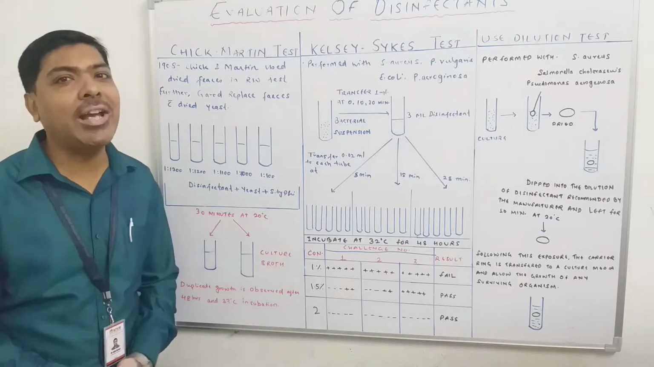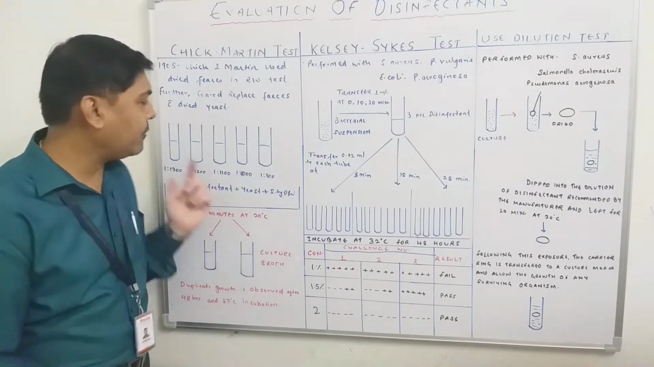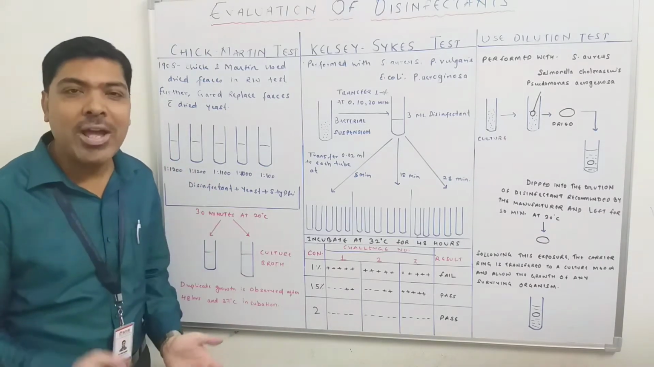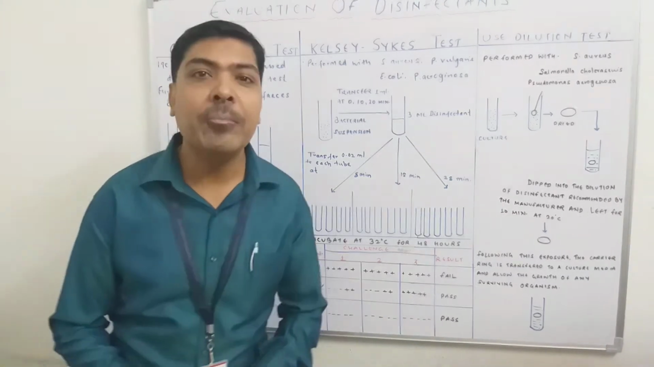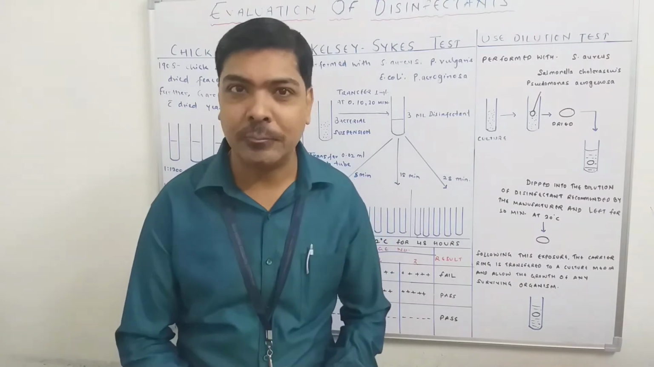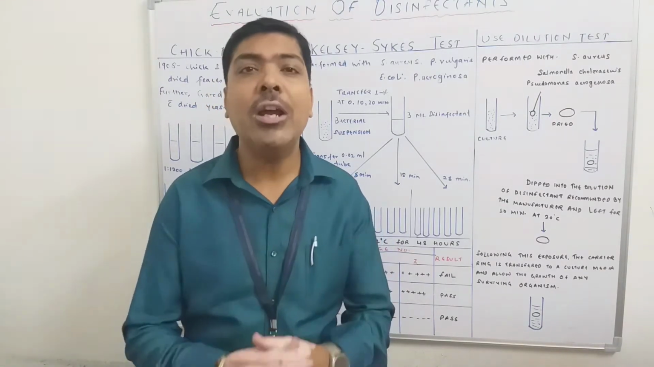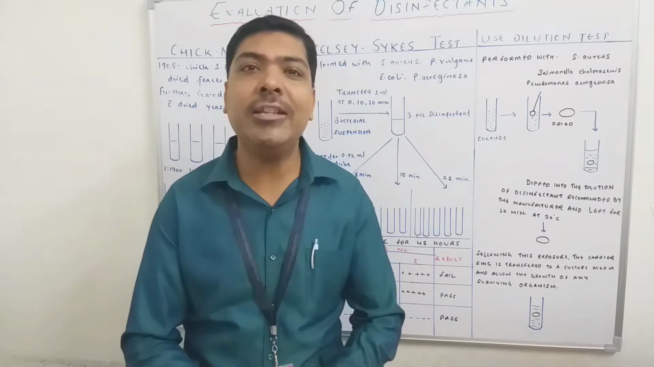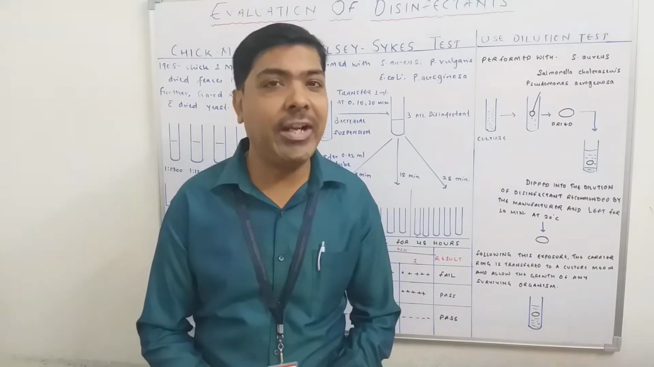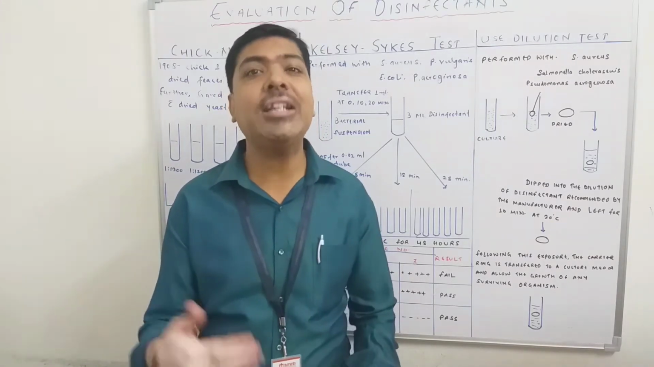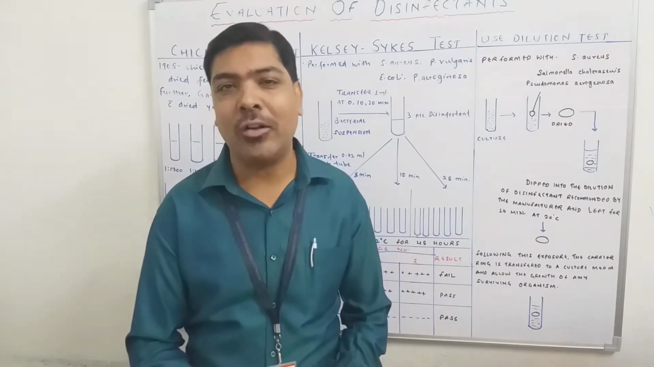So how can we check the activity of the disinfectant? Definitely we have to withdraw the sample from each and every tube and inoculate that sample into the culture media. If the culture media is showing growth, it means that the disinfectant does not have the ability to kill the Salmonella typhi in the presence of the organic matter. And if no growth is observed, then definitely we can say that the disinfectant has the ability to kill the Salmonella typhi in the presence of the organic matter.